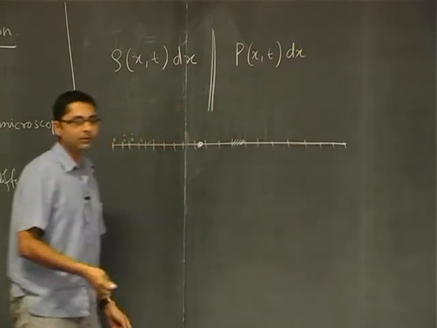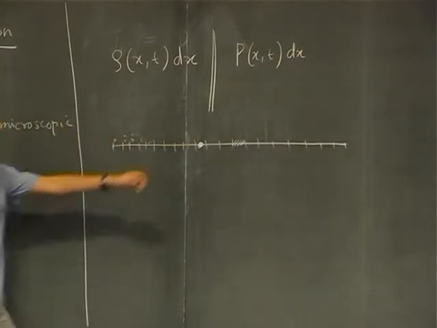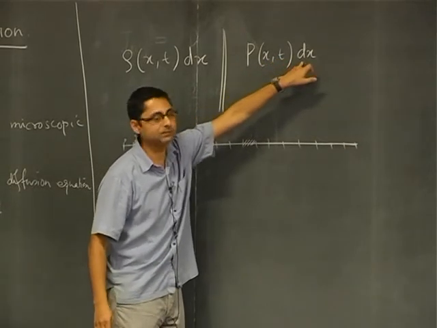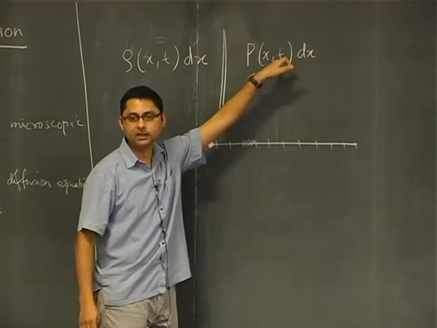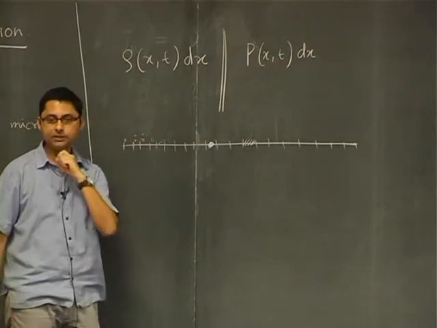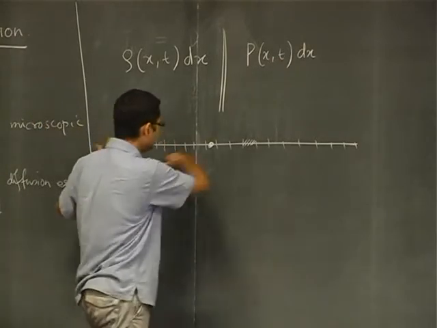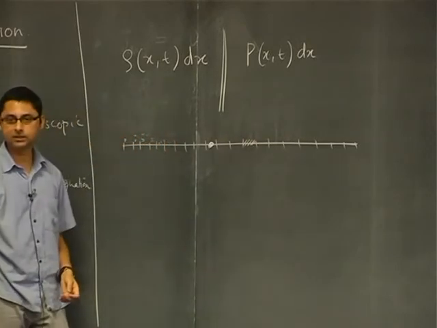So this is the probability of finding a particle at position x at time t, right? Between x and x plus dx at time t. So how are you going to do this experiment? I have the same setup.